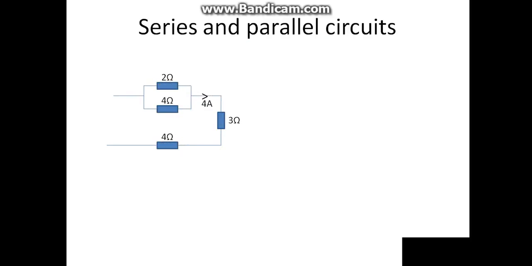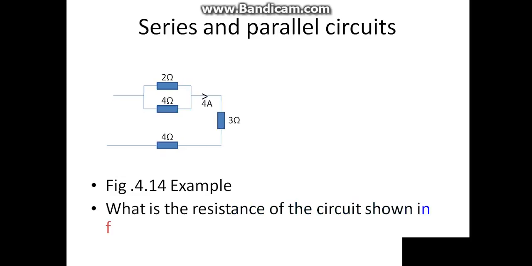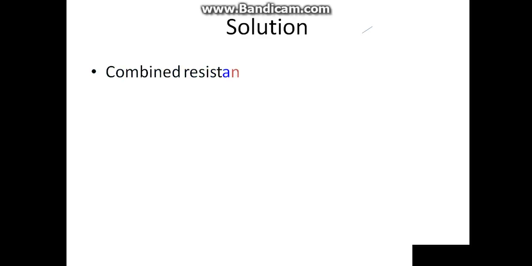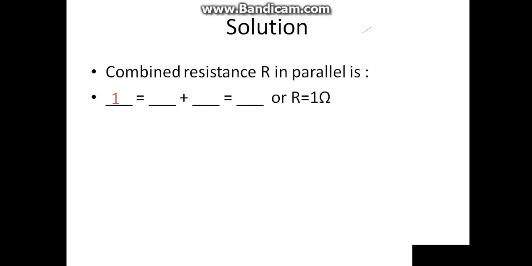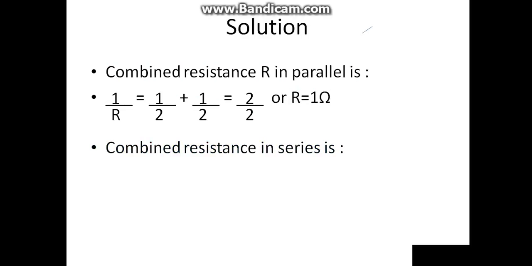Series and parallel circuits. Looking at figure 4.14 example, what is the resistance of the circuit shown in figure 4.14? Solution. Combined resistance capital R in parallel is 1 over capital R is equal to 1 over 2 plus 1 over 2, which is equal to 2 over 2, or capital R is equal to 1. Combined resistance in series is R equal to 1 plus 3 plus 4, which is equal to 8 ohms.